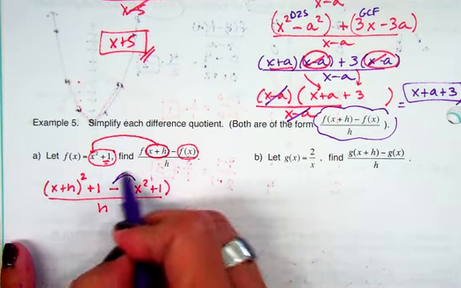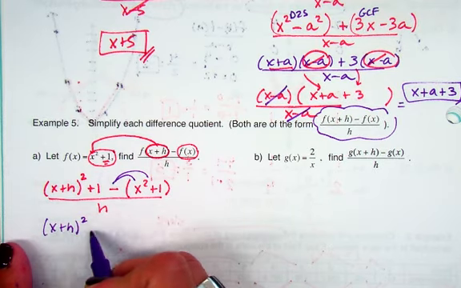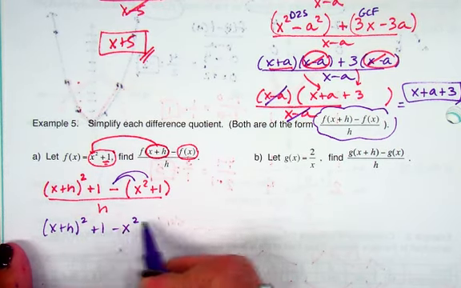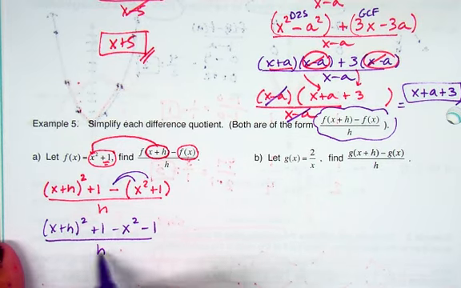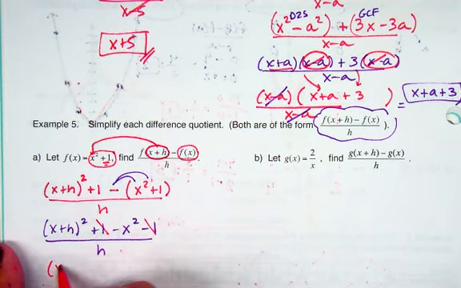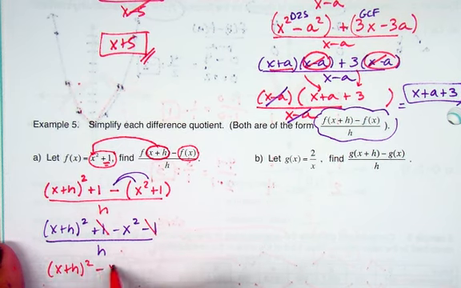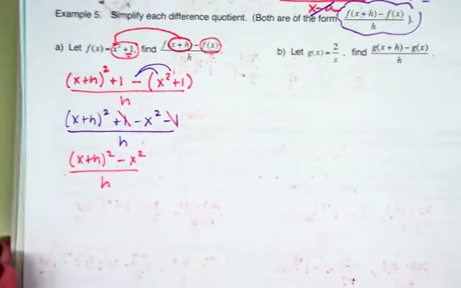You want to make sure this distributes. I'll have (x plus h) squared plus 1 minus x squared minus 1. Oh, well, that's nice, because what happens to those 1s? They're gone. And now you have two choices of how you want to solve this. So hopefully you're seeing both ways.